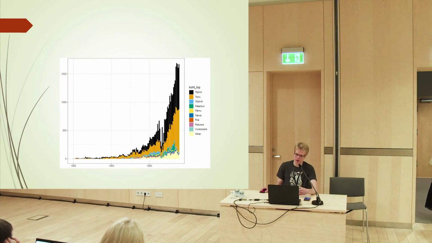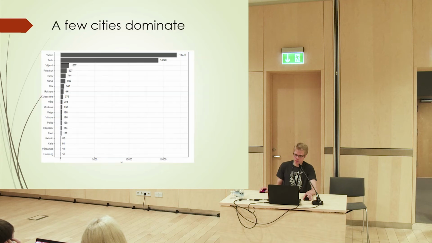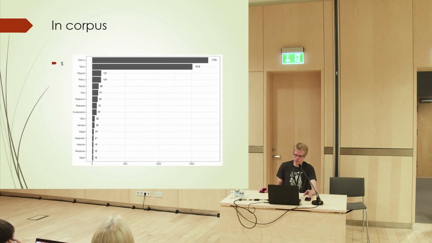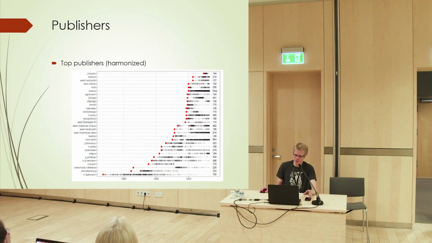You can see that Tartu and Tallinn dominate the industry of publishing, while in fact Tartu, while being a smaller city, that's the orange line here, there's actually a lot more publishing happening there than in Tallinn.